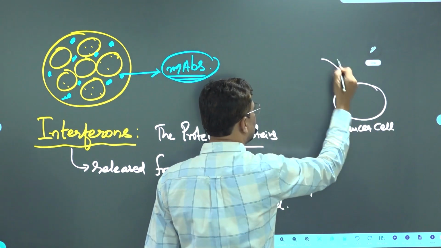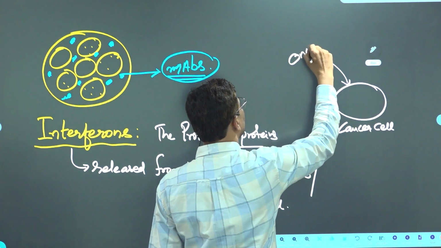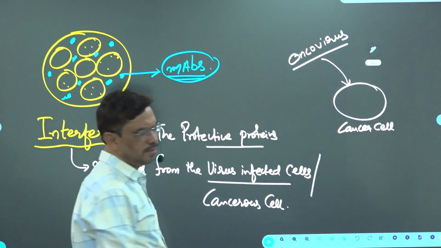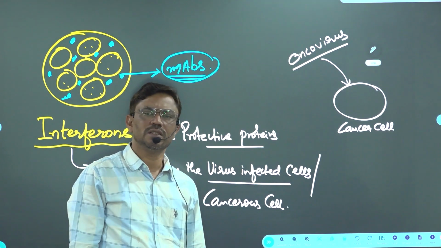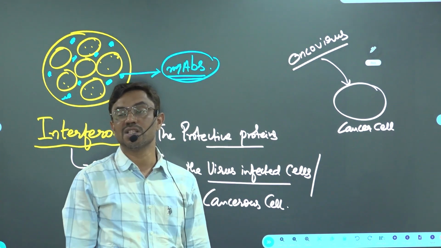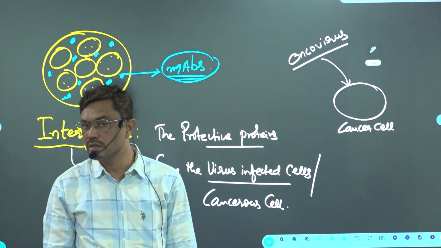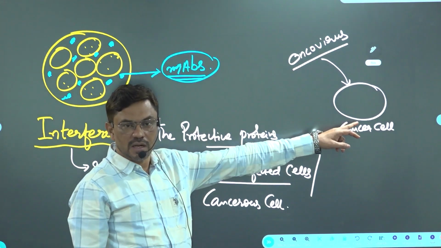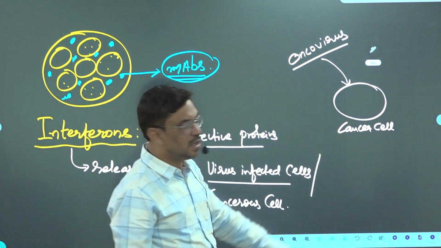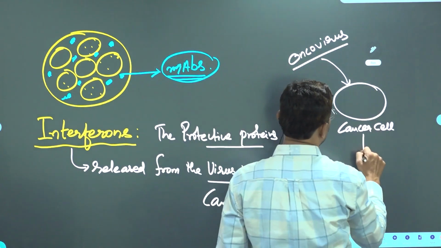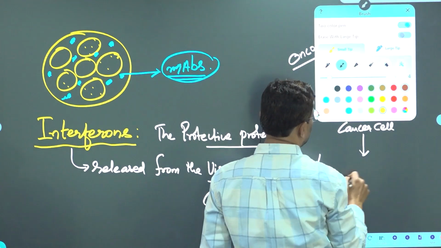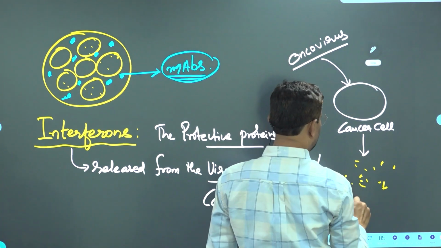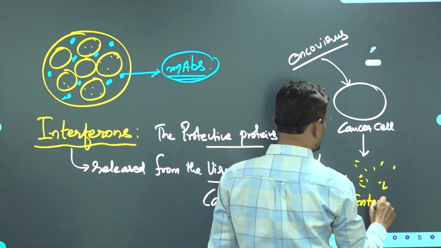That means when the cell is infected by an oncovirus. What is an oncovirus? It is a cancer causing virus. Oncovirus means cancer causing virus. When this virus infects a normal cell, it becomes cancerous. From this cancerous cell, certain proteins are released. These proteins are called interferons.